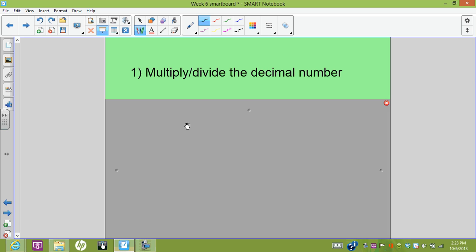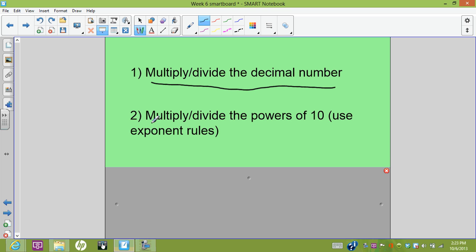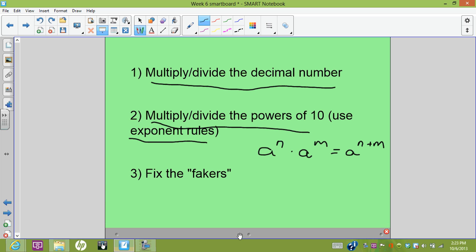So first thing we're going to do, very simple, multiply or divide the decimal numbers. That's it. Step number 2, multiply or divide the powers of 10. That's all. It's only 2 steps. It's really simple. You just have to make sure that when you're multiplying and dividing your powers of 10, you're going to use the exponent rules. For example, the rule that we have a to the n times a to the m equals a to the n plus m, where you add the exponents. And then once you're done, you're going to fix any fakers that you have.